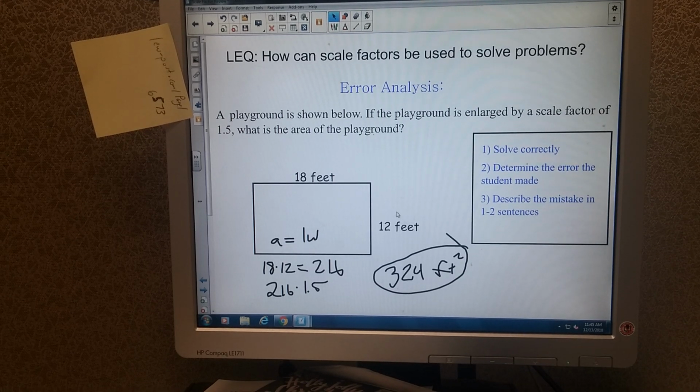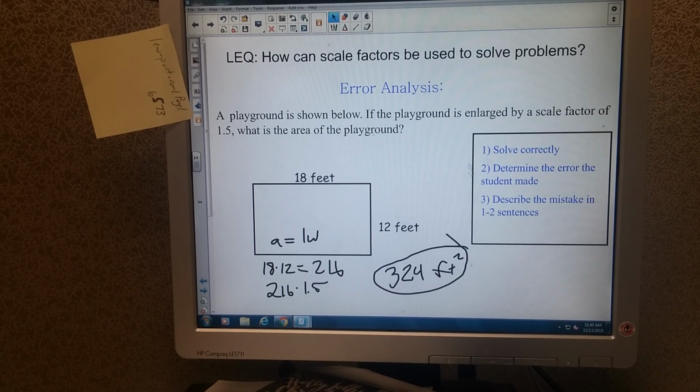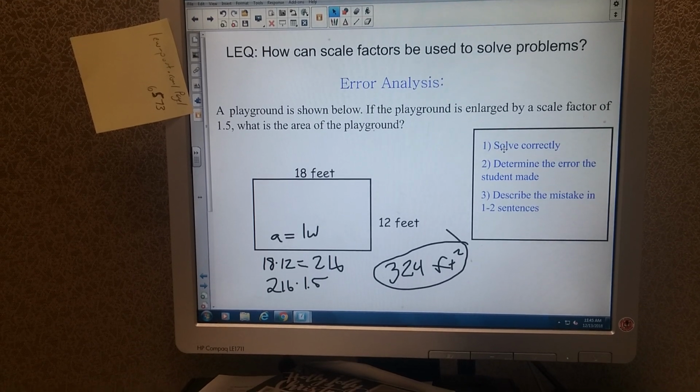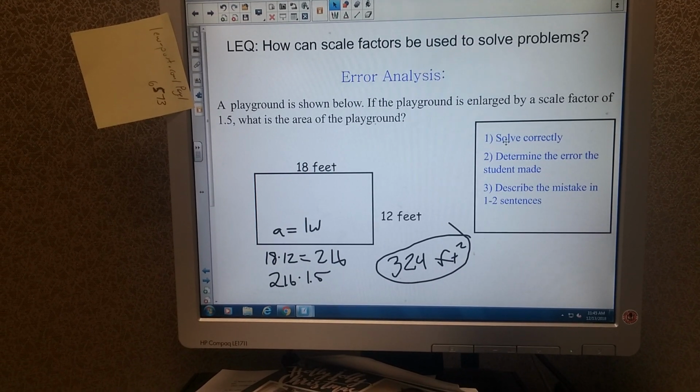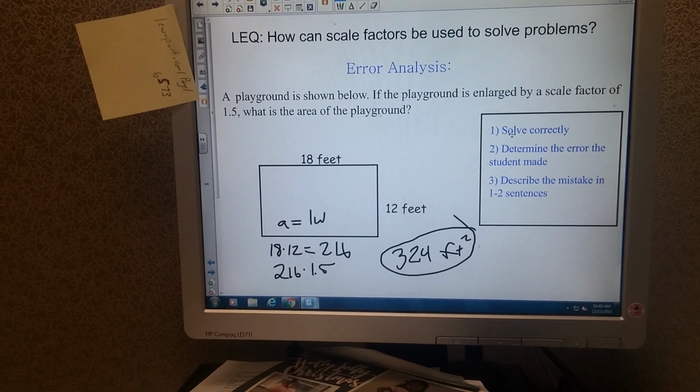So this is a student's work. It's wrong. You have 2 jobs. First, solve this problem correctly. Second, see if you can figure out where the student went wrong. Take 3 or 4 minutes and answer the question.